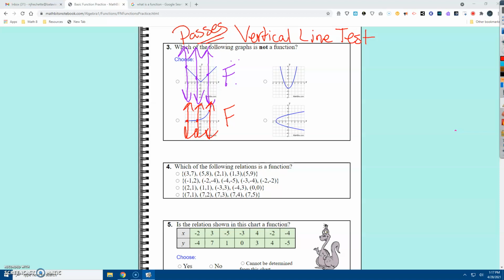Now, we're going to go to our parabola. This is a quadratic function. I'm going to put my lines all the way through again. And yes, it only hits once. So this is also a function because it passes the vertical line test.